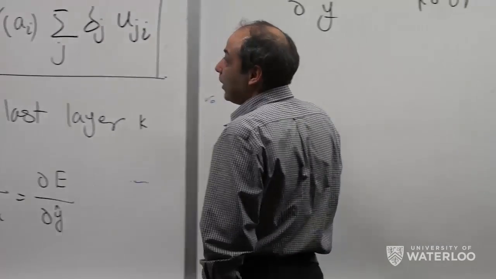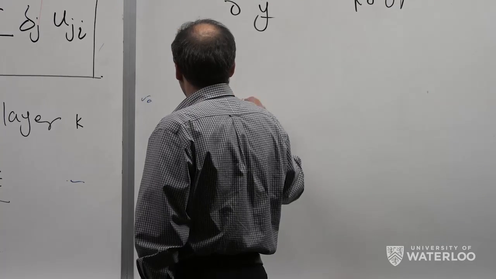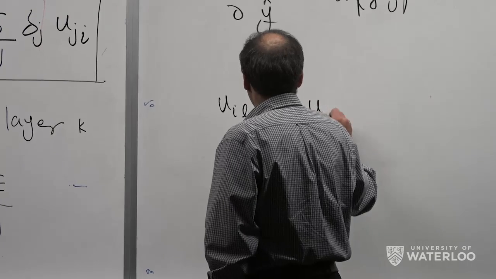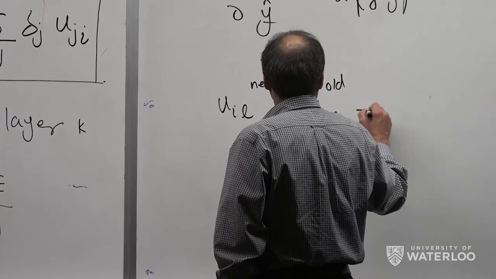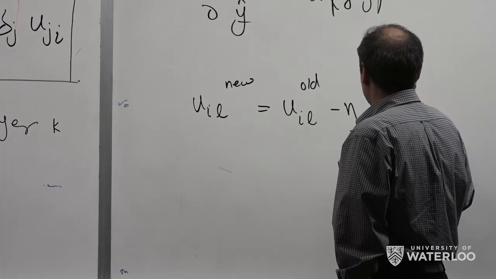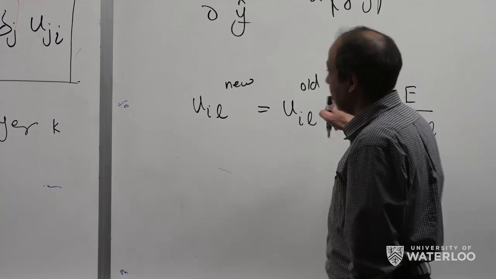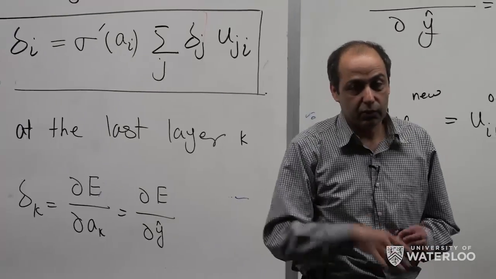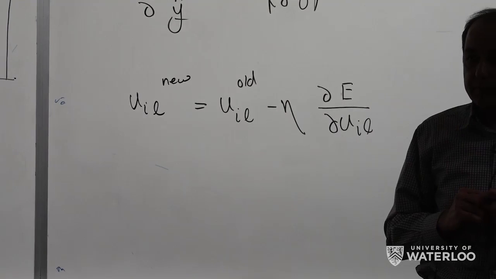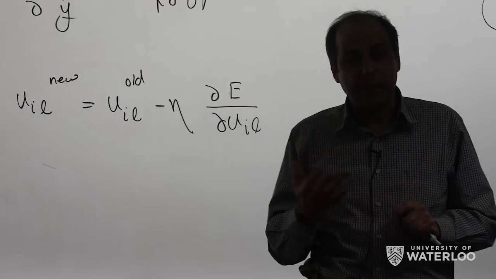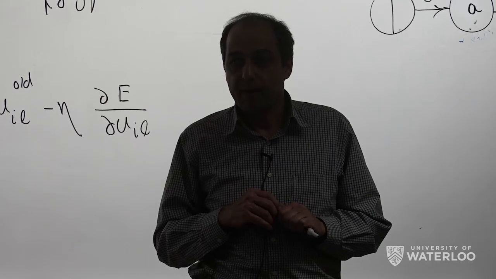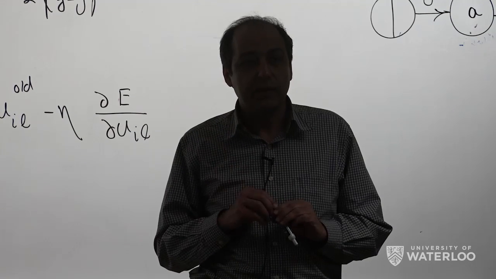Basically, you can say, okay, any new weight is the old one minus some learning rate times the derivative of E with respect to that weight. And this derivative can be computed through this algorithm. This is called backpropagation. Any question?